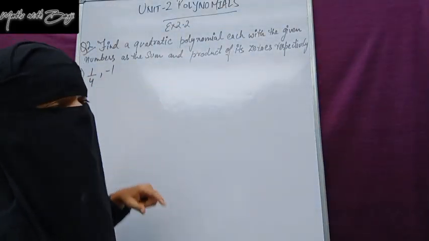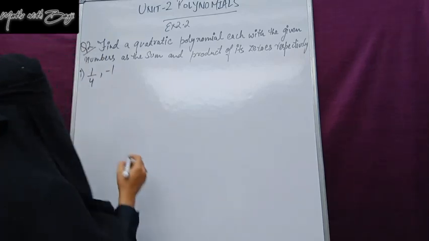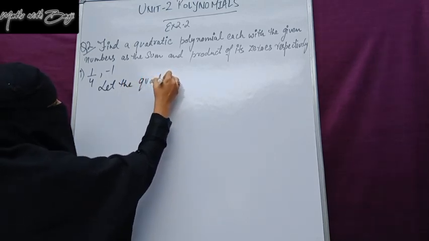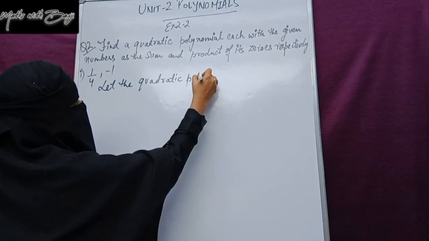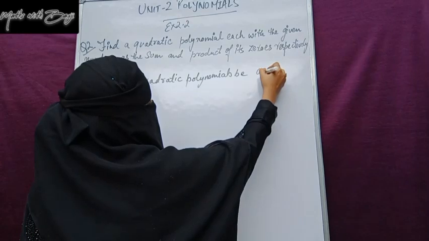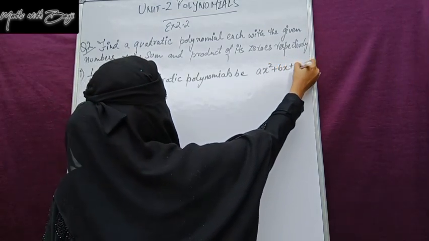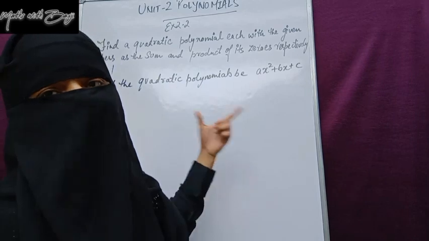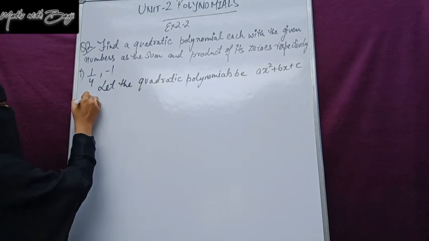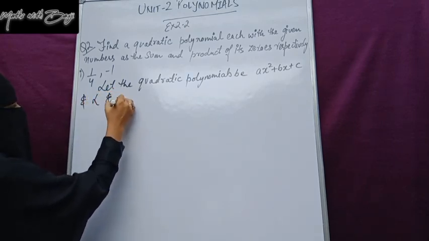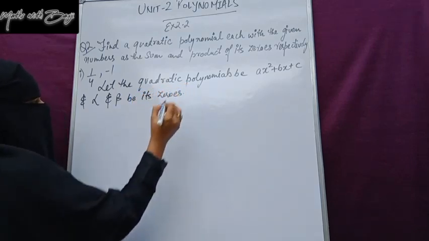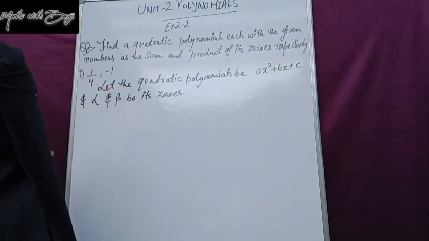So we have to find what? We have to find a quadratic polynomial. So let the quadratic polynomial be ax square plus bx plus c. What it is? It is nothing. It is a general standard form of quadratic equation. We let it that be a quadratic polynomial, and alpha and beta be its zeros. Means what? Roots. Okay.